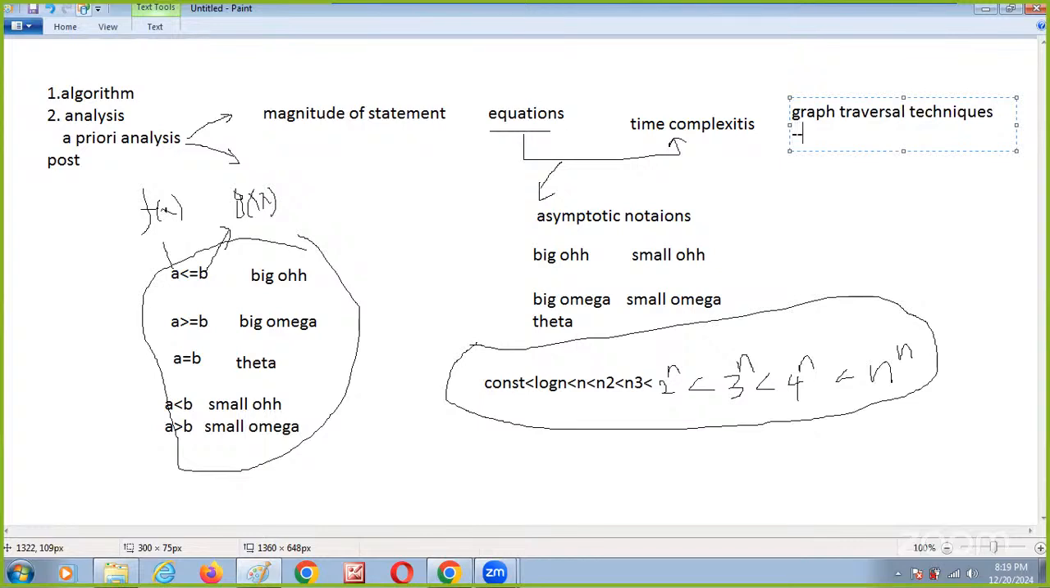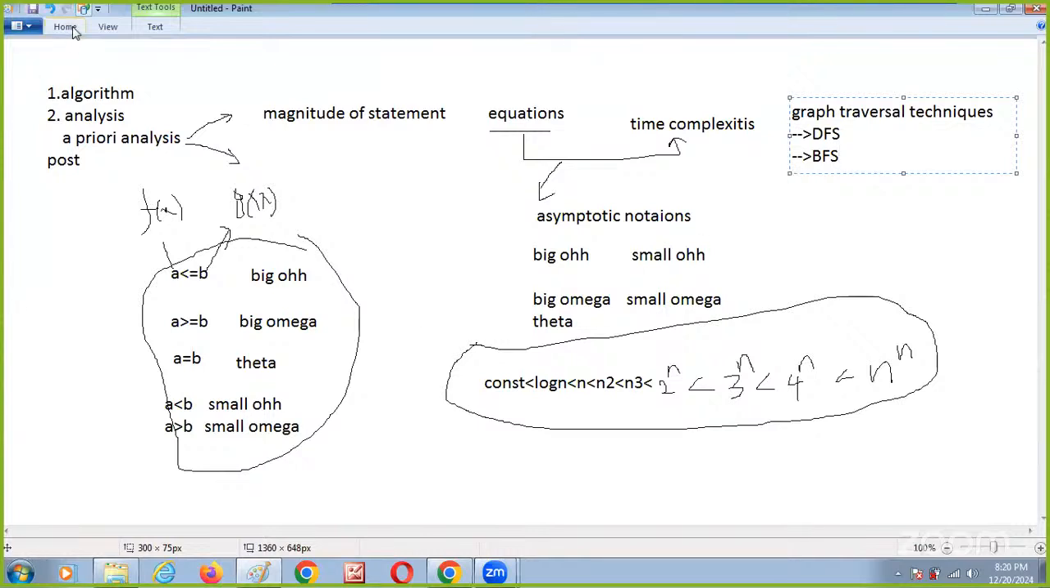What are the graph traversal techniques? One is DFS, and we have already seen that. And one more concept is BFS. DFS is based on the stack, and BFS is based on the queue data structure. DFS can be implemented using a stack data structure, whereas BFS can be implemented using a queue data structure. We already saw the different GATE problems, and the possibility of asking GATE questions from the DFS and BFS concepts.